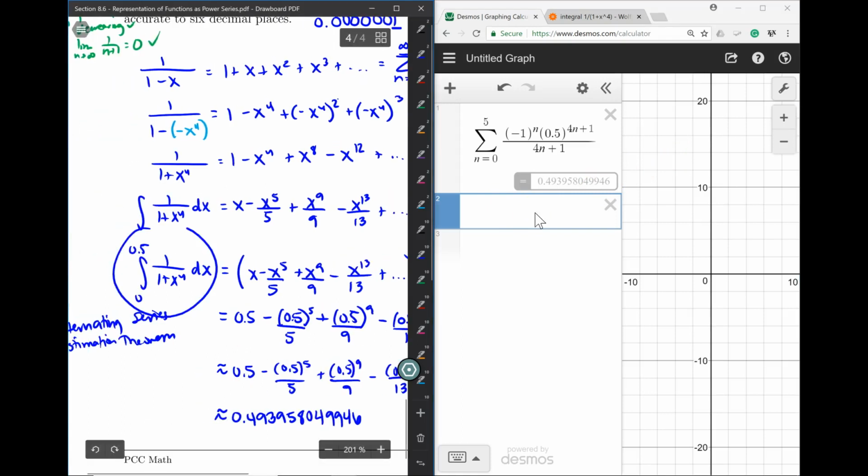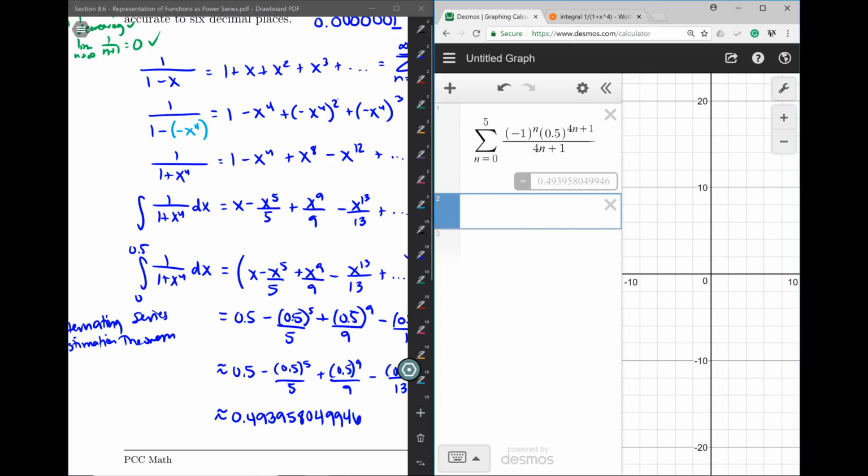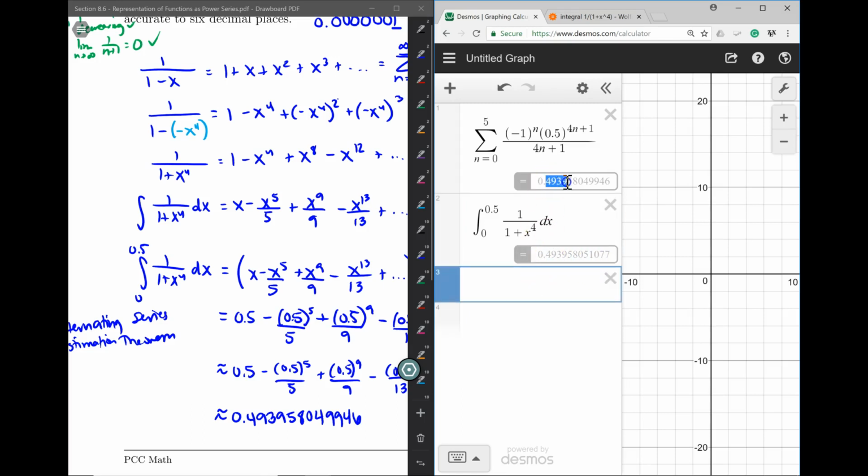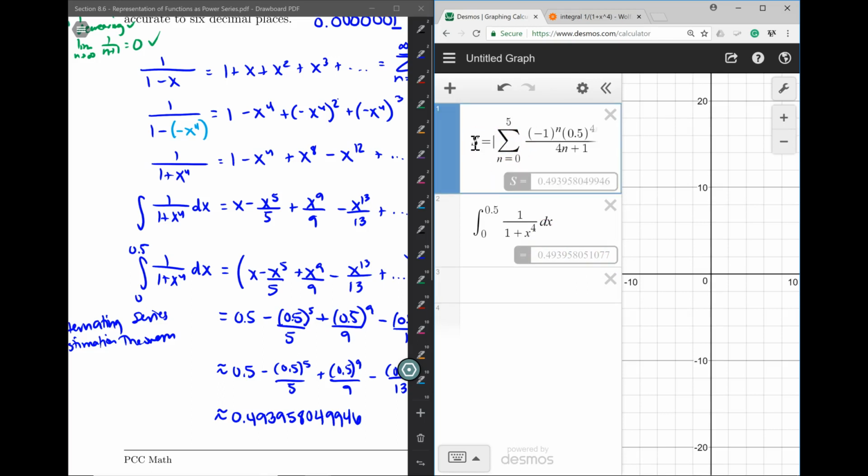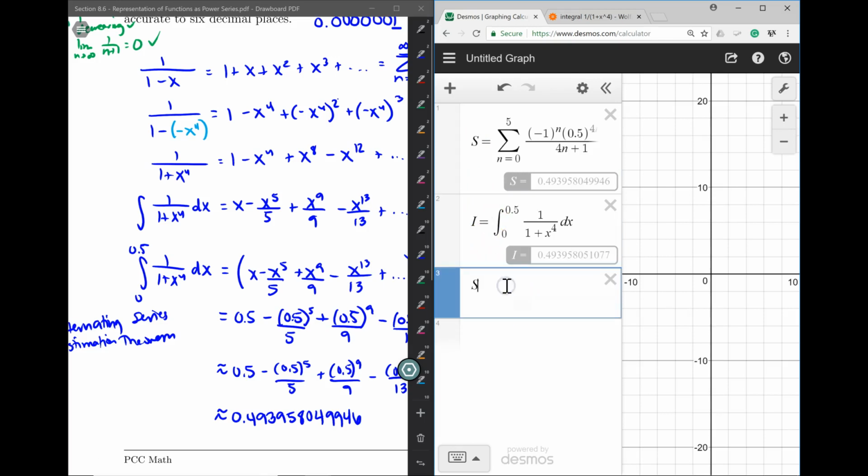Now to check to see if this is in fact accurate to 6 decimal places, what I can do is actually look at the value of this definite integral, and I can do that in Desmos. Just like you can type SUM to create a sum, you can type in INT to create an integral. 0 to 0.5, 1 over 1 plus x to the 4th dx. And notice that what I end up getting is a pretty good amount of accuracy. I'm going to go ahead and call this S for sum. I'm going to call this I for integral. And that way I can come down here and just subtract the 2 and see the level of error that I have. And notice that that error is pretty darn good. I get a 10 to the negative 9th power.